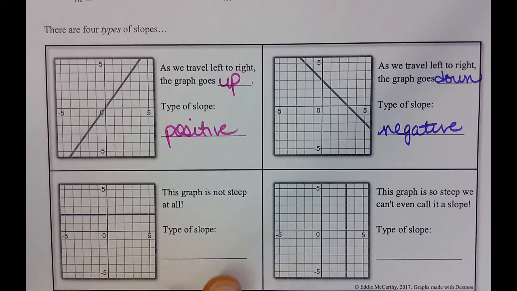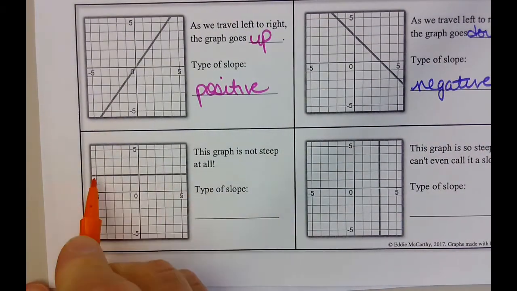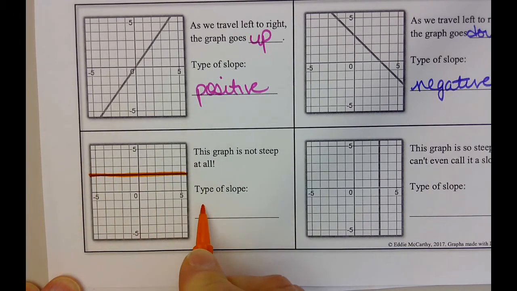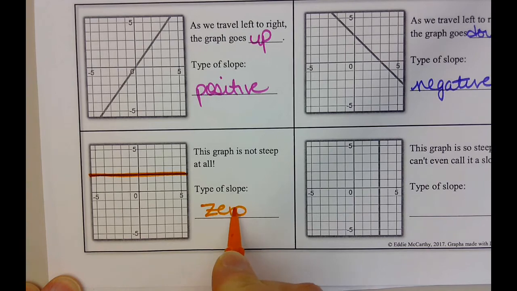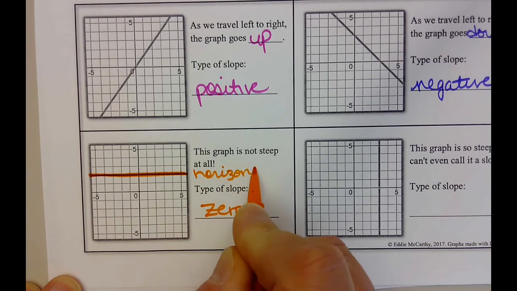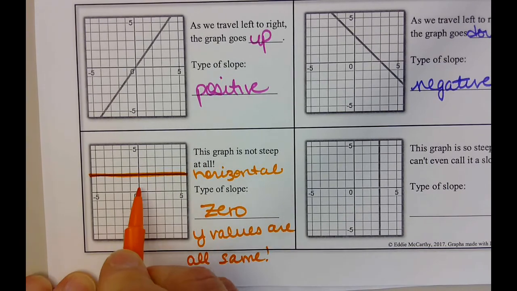As we go from left to right, the slope is not steep at all. It is zero fun to ski on a flat surface. So this is 0. Again, this is a horizontal line. So the y's are all the same. This is actually the graph of y equals 2.